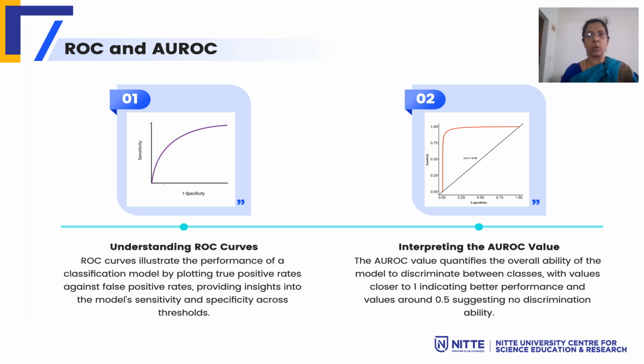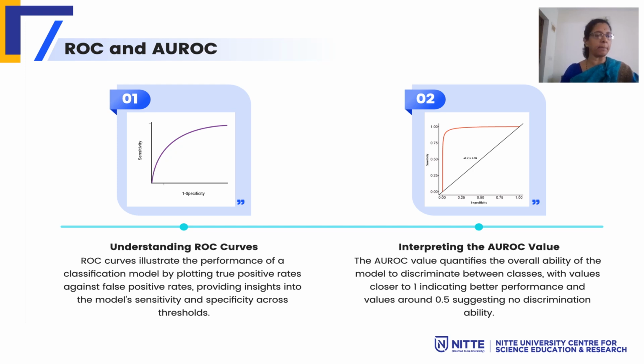The final measures that we are going to discuss are the ROC and the area under the ROC. As we see, the receiver operating characteristic curve and the area under it are useful for evaluating binary classification models. The ROC curve illustrates the performance of a classification model by plotting the true positive rate against the false positive rate. This provides an insight into the model's sensitivity and specificity across thresholds.